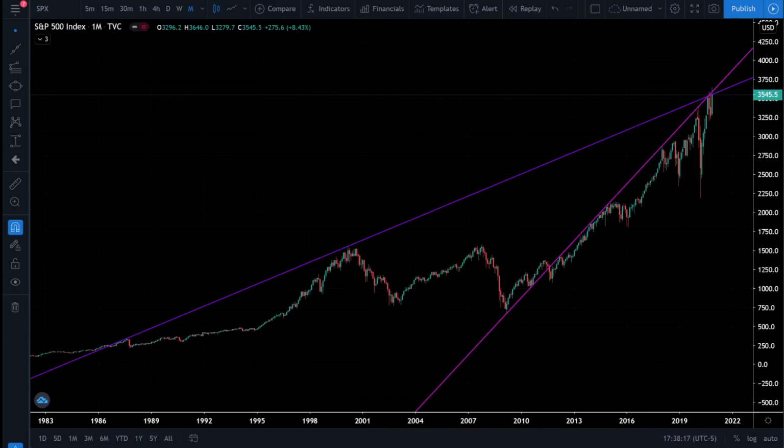First up, we're going to take a look at the S&P 500 SPX, and we're going to take a look at these resistance trend lines. So let's go ahead and crack open this chart and see what's going on in the stock market today.